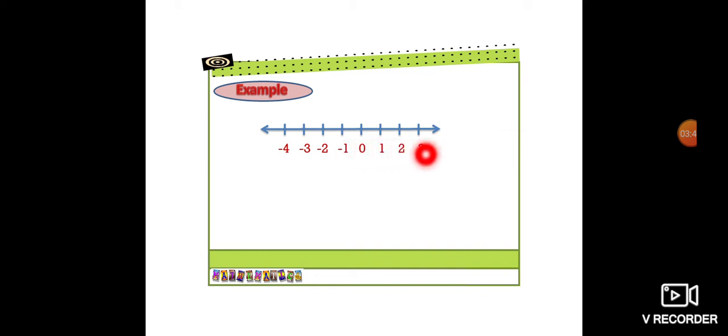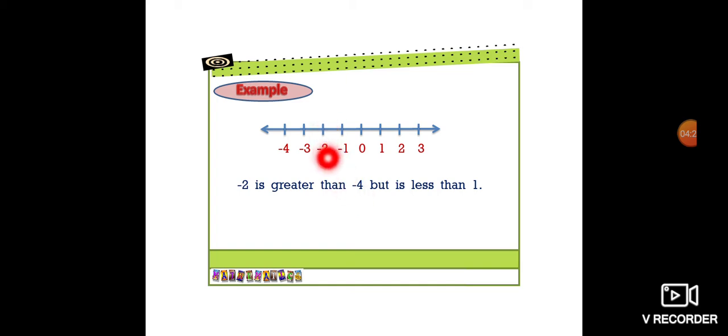And as the numbers go through the left side of 0, the value is decreasing. That is, minus 1 is greater than minus 2, that is, minus 2 is smaller than minus 1. Minus 4 is smaller than minus 3. Minus 1 is smaller than 0. Out of minus 1 and 0, 0 is greater. Minus 1 is smaller. Here you can see minus 2 is greater than minus 4.